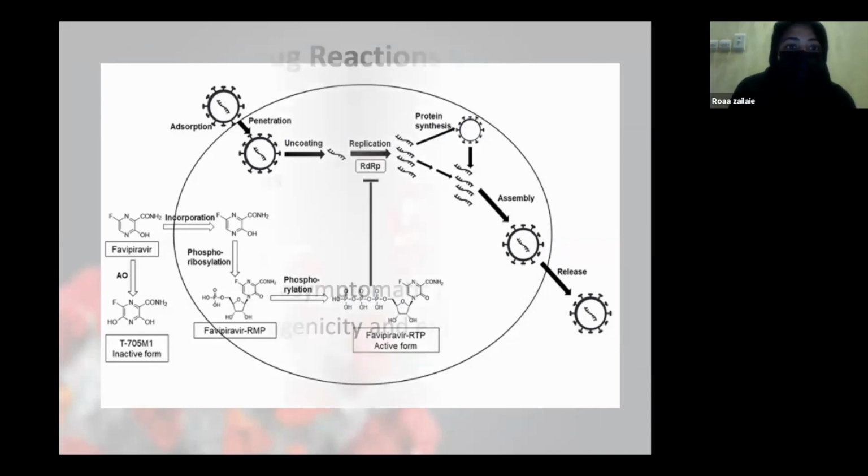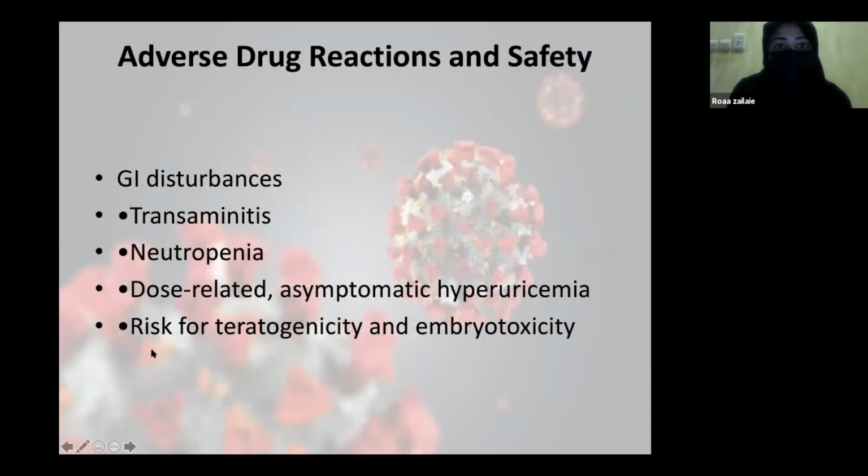The adverse reactions of favipiravir can include very bad GI disturbance like gastritis, and the majority of patients cannot tolerate the side effects. It can cause increased liver enzymes, significant neutropenia, and dose-related asymptomatic hyperuricemia, and it is contraindicated in pregnancy because it is teratogenic.